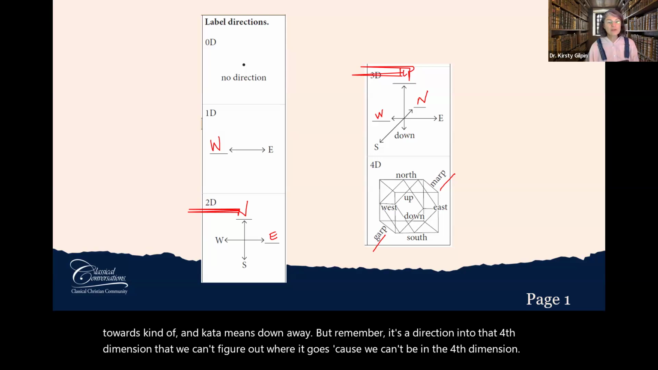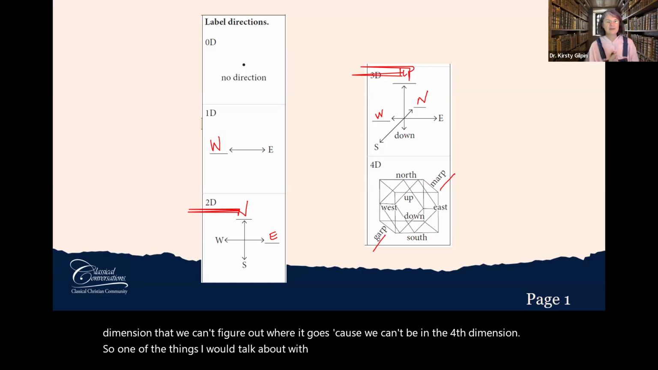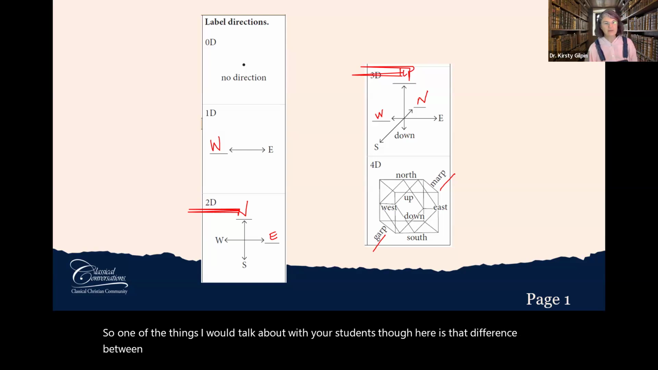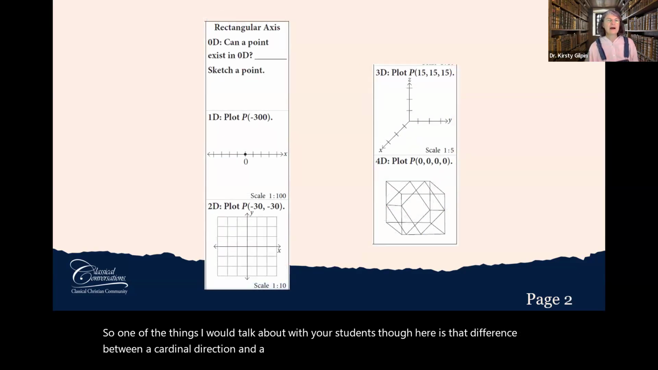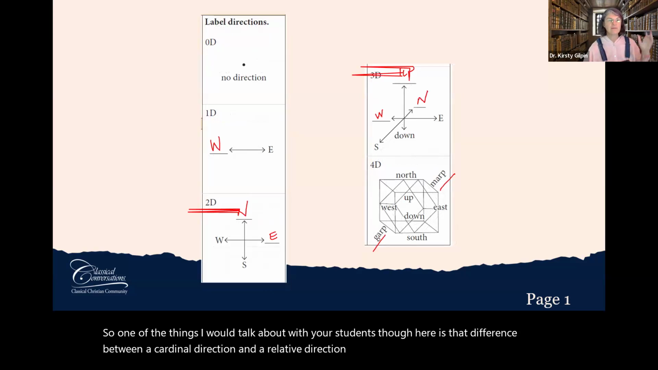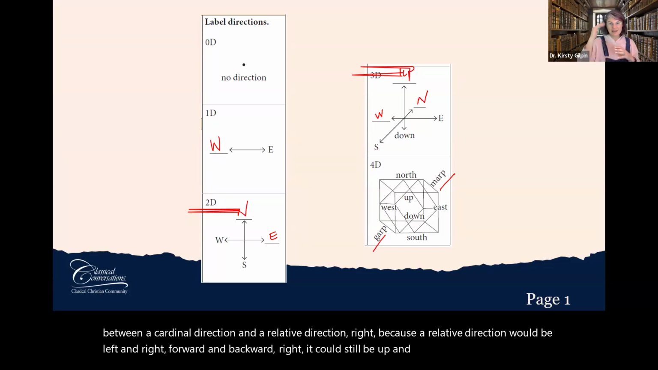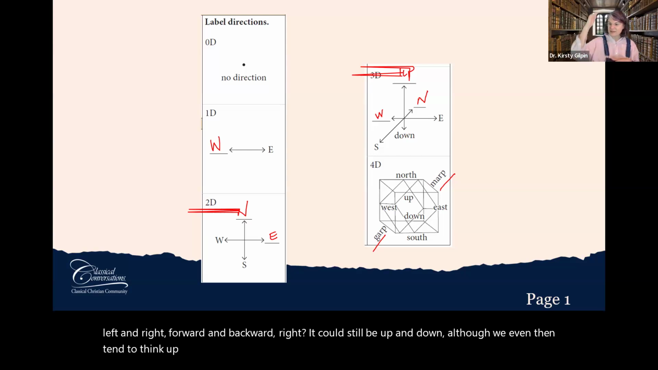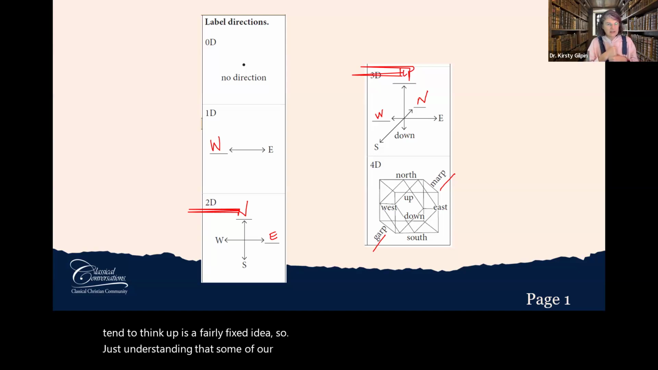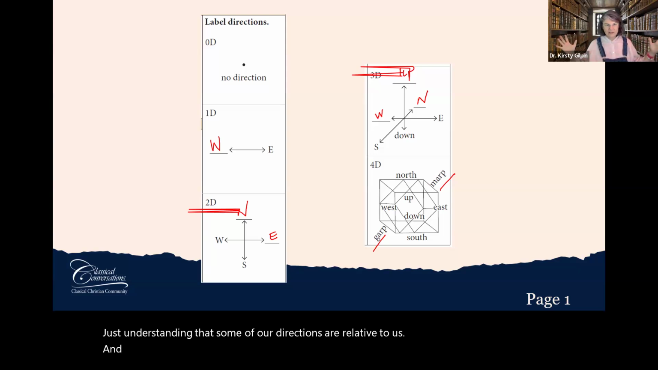So one of the things I would talk about with your students here is that difference between a cardinal direction and a relative direction, right? Because a relative direction would be left and right, forward and backward, right? It could still be up and down, although even then we tend to think up is a fairly fixed idea. So just understanding that some of our directions are relative to us and some are fixed is important to know. And so that's the difference between the relative directions and the cardinal directions.